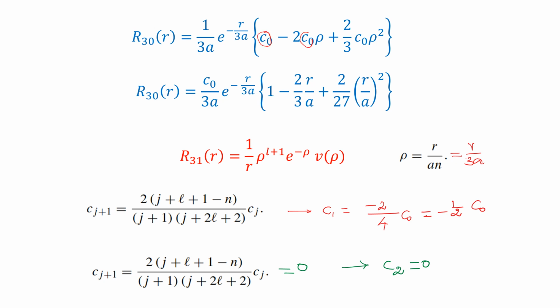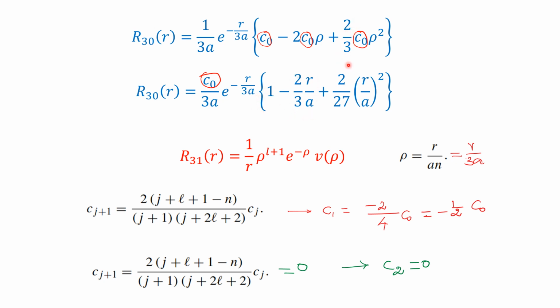C naught outside. C naught is a common term. So you take C naught outside the bracket. So naturally this will be 1. This is minus 2 rho. Rho is 2R by 3A, so that I have written as R by 3A.